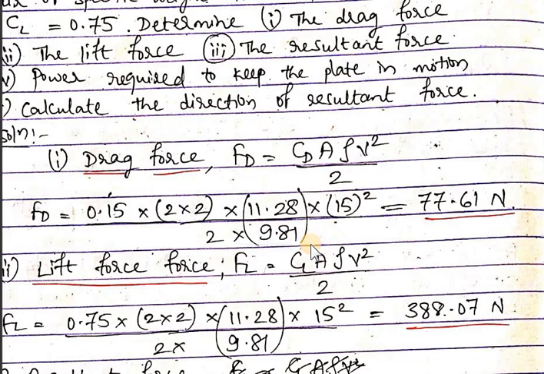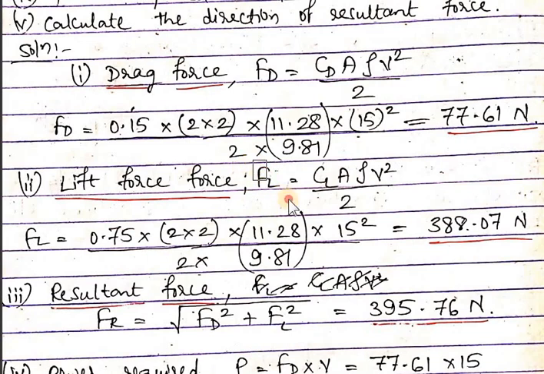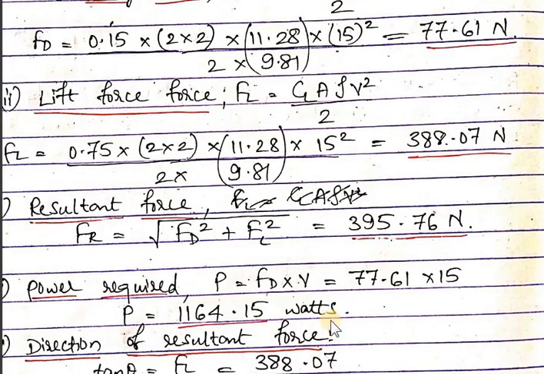So that will give us the drag force in newtons. And velocity is also given, 15. Once you substitute all these in the equation, I can note down the drag force is 77.61 newtons. Similarly, the lift force, only by changing the coefficient of lift in the equation, I can find out, that is 388.07 newtons. Here the coefficients may be high or low, but if you see the forces, the lift force is higher than the drag force, which means the body is going to be lifted. Then the resultant force you can find out, that is 395.76 newtons.